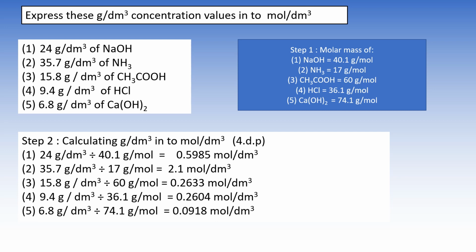For number 1, it's 0.5985. For number 2, it's 2.1. For number 3, it's 0.2633. For number 4, it's 0.2604. For number 5, it's 0.0918. If you got all of them correct, well done.